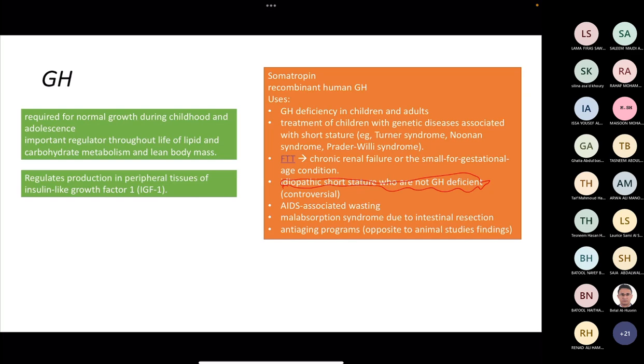We have some patients, as we said, AIDS and cancer patients, they require the growth hormone because of the wasting. And some use it for anti-aging programs, meaning as a treatment for aging. But animal studies showed that growth hormone in fact reduces the lifespan of animals, but does not lengthen their lifespan.